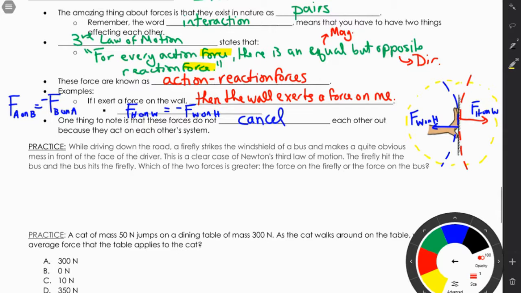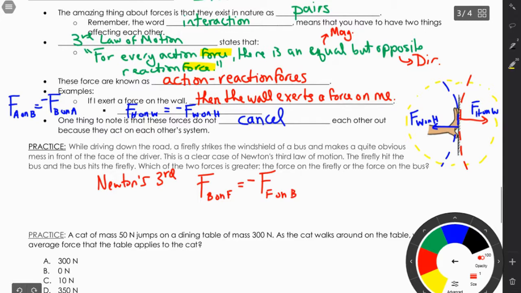Now, which of the two forces is greater? The force on the firefly, or the force that the bus experiences? Okay, so really this is a trick question. And the reason why it's a trick question is because the force is equal, right? Newton's third law tells us that the force of the bus on the firefly is equal in size but opposite in direction. Okay? And so they're equal to each other, right? So the magnitude of the forces are going to be the same.